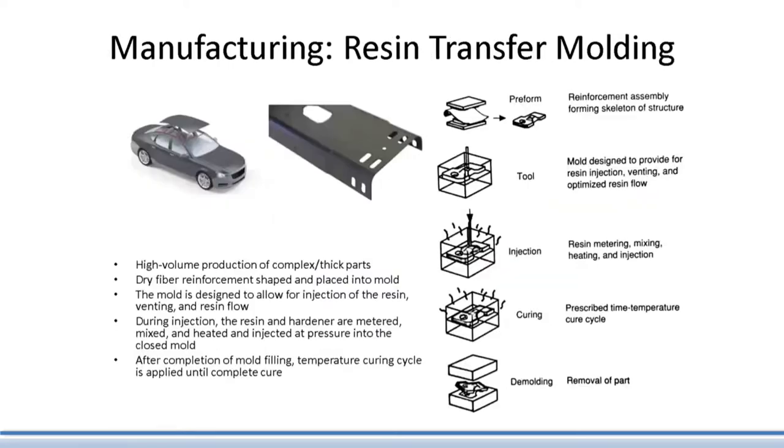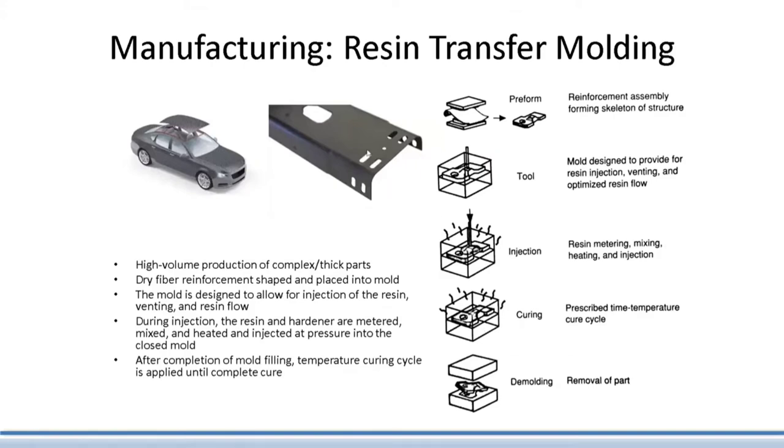We talked about resin transfer molding, although I want to talk about it a little bit more today. In resin transfer molding, you have a preform, a reinforcement assembly that forms a skeleton of the structure, and you put in your tooling. The mold is designed to provide for resin injection and venting, and is there to optimize the resin flow. Once you have that, the injection occurs, with resin metering, mixing, heating and injection. From that point on, you go to the curing process, which is a prescribed time-temperature cure cycle. And then finally, you demold it.